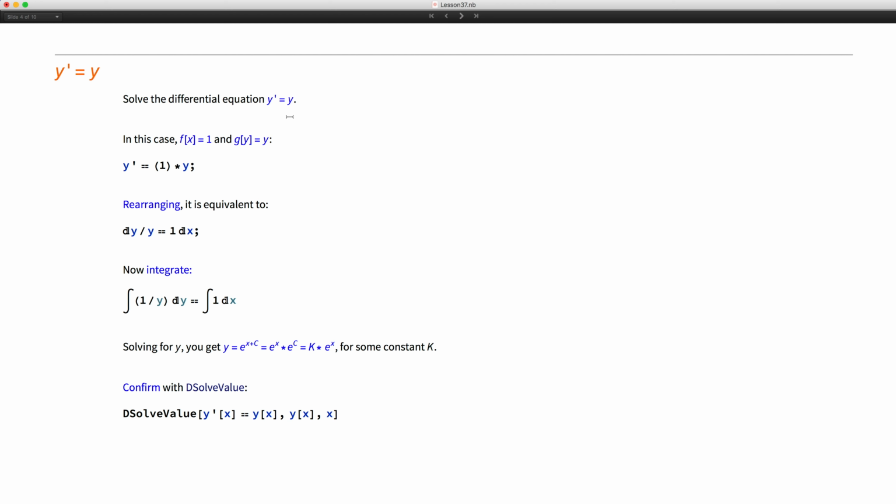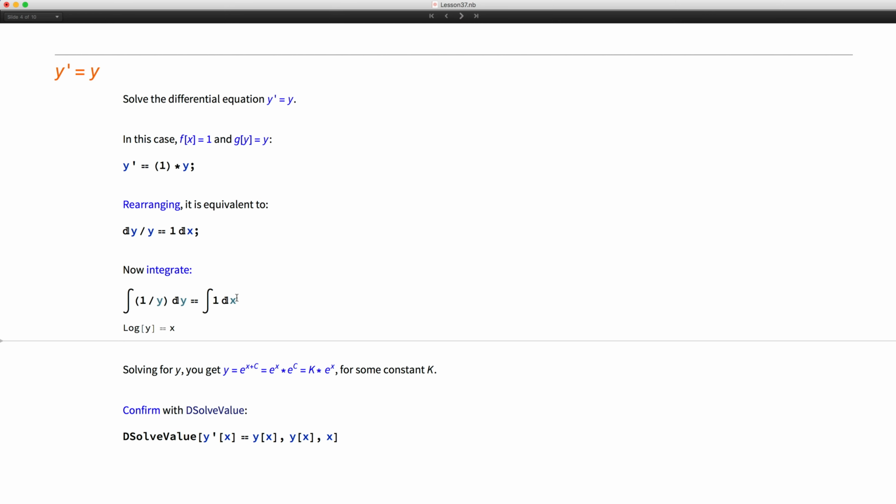Okay, so on to another example. Let's try and solve the differential equation y prime equal to y. In this case, you can think of f of x as being 1 and g of y as being y. So that's the separation of the right hand side. Keep in mind that y prime is dy over dx. So you separate your variables, rearrange, and you get dy over y equal to 1 dx. Then integrate both the sides. I haven't put the constant over there, but it's certainly there in the background. So y is e raised to x plus c, where c is the constant. So you get e raised to c times e raised to x. That's k times e raised to x. And you can confirm the answer with DSolve, and you get back just the same result.